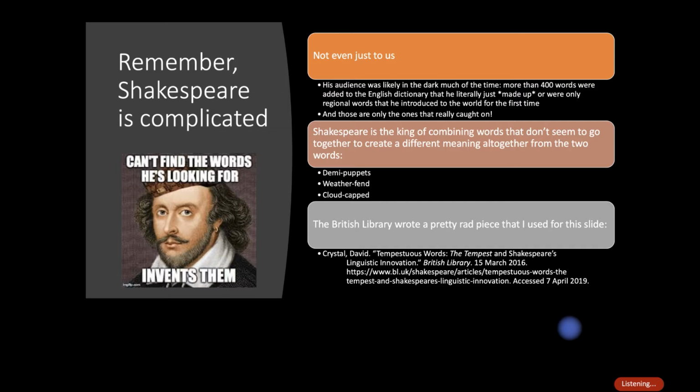Any time that there's a combination of words, you want to think about each of those words and how they work together. If you want to take a look at the British Library website, I left the citation for David Crystal's Tempestuous Words, The Tempest, and Shakespeare's Linguistic Innovation. Obviously, that's about the Tempest, not Measure for Measure, but it does talk about how Shakespeare used language and how that's used in Shakespeare's work.